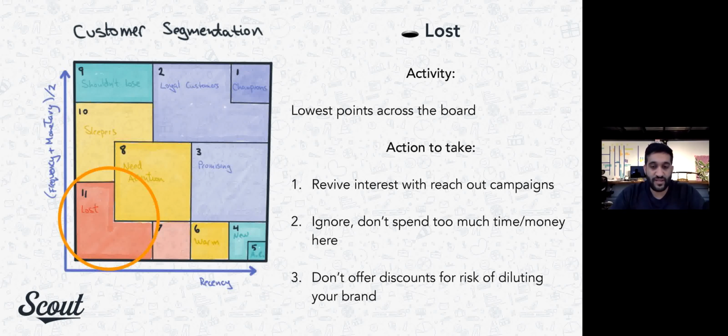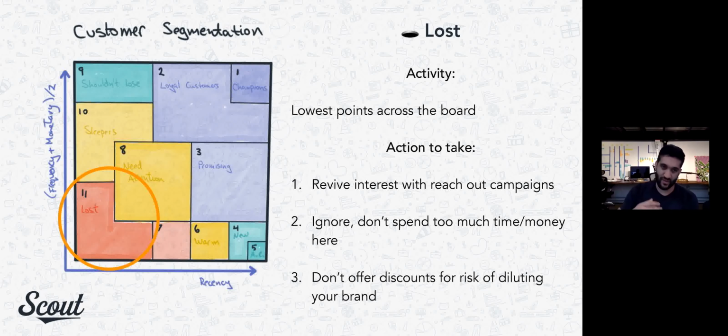Last but not least, actually last and least, are your lost customers. These are customers that, again, didn't really spend much. They haven't spent in a really long time. I wouldn't focus too much on them. I would send an auto email, some campaign to try to revive interest. Maybe every now and then send them something, like, hey, check out what we've done, but keep your effort low. Don't overthink this too much. You're better off spending your time and attention on the other segments.